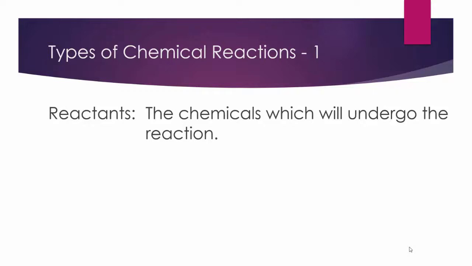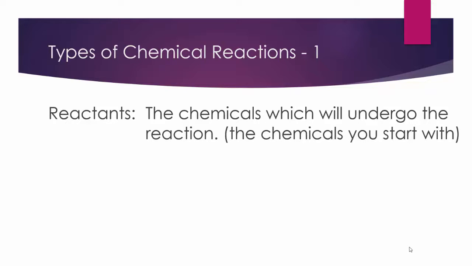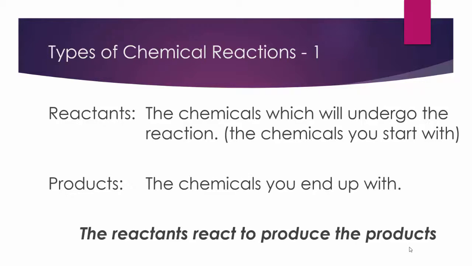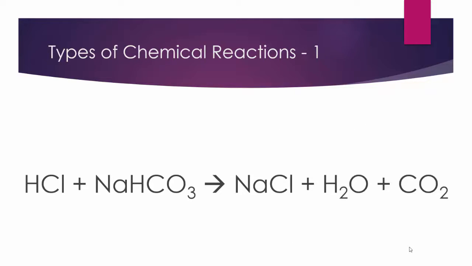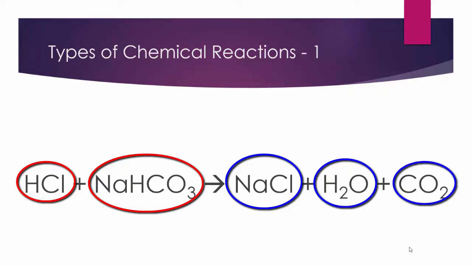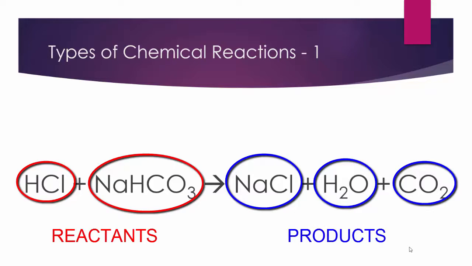This is somewhat circular, but to put it another way, these are the chemicals you start with. The products are the chemicals you end up with. The reactants react to produce the products. For example, here we have hydrochloric acid, HCl, and sodium hydrogen carbonate, NaHCO3, and they will react together to form table salt, NaCl, plus water plus carbon dioxide. The hydrochloric acid and the sodium hydrogen carbonate are the reactants. The sodium chloride, the water, and the carbon dioxide are the products.